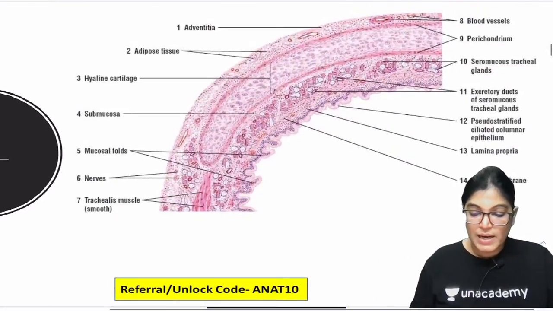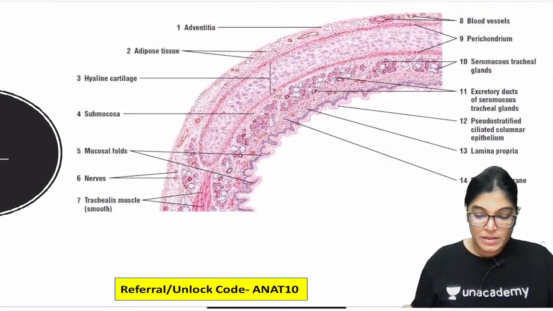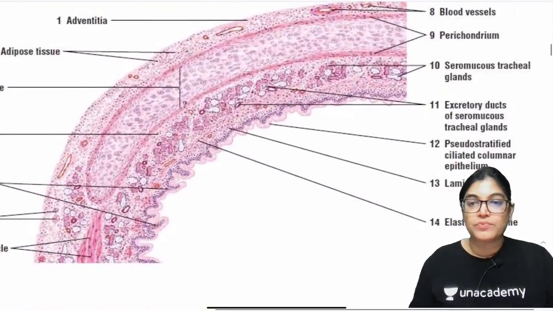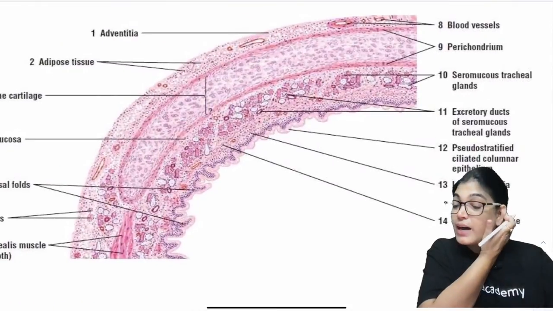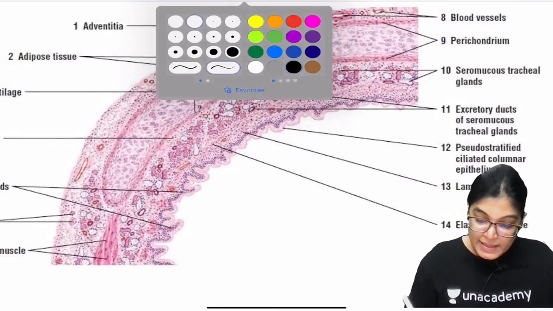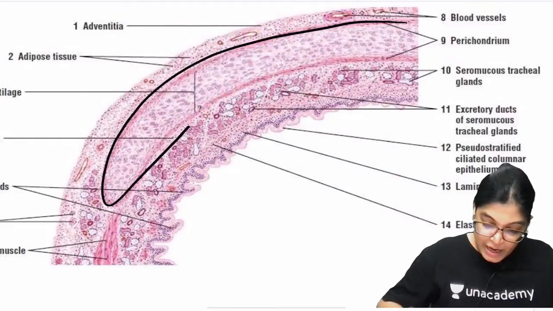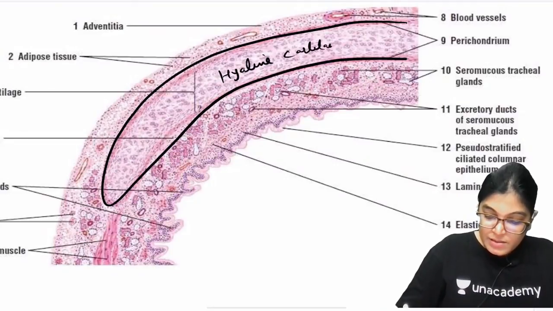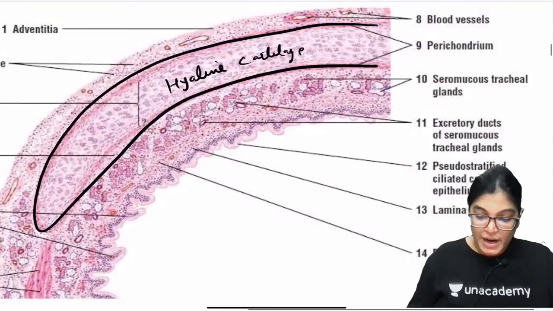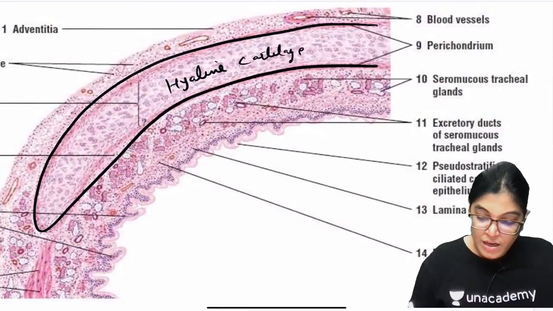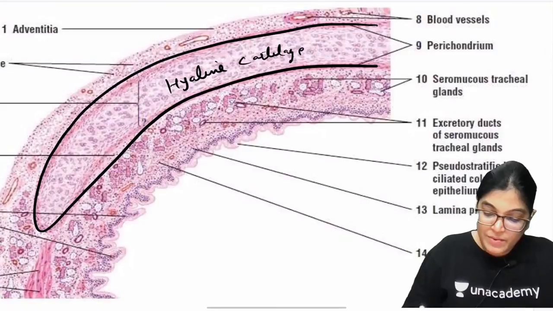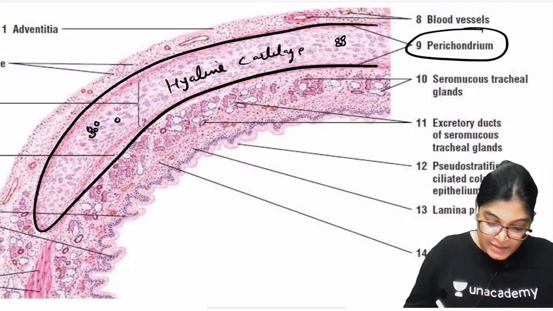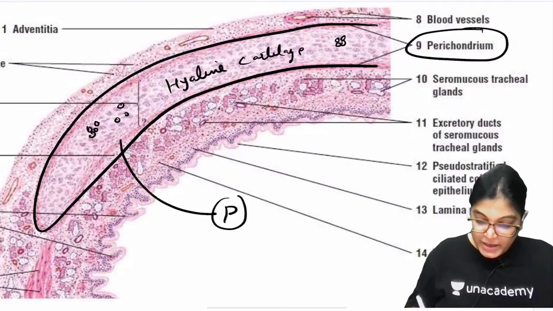Now is the submucosa layer. So see here, I will come to this. In this you can see, this is the slide of trachea, where you can clearly see hyaline cartilage has been shown. This plate of cartilage you can see is the hyaline cartilage. On the outer aspect, this is the covering, which is perichondrium, and these are all chondrocytes in a group, that is cell nest. So this is P, perichondrium.